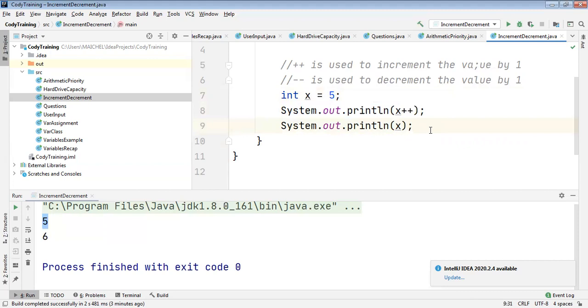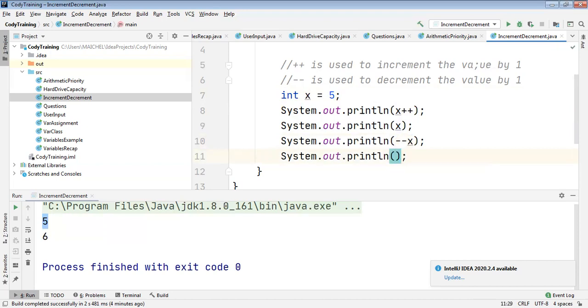So now, can you predict the values that will get printed here on line number 10 and line number 11?